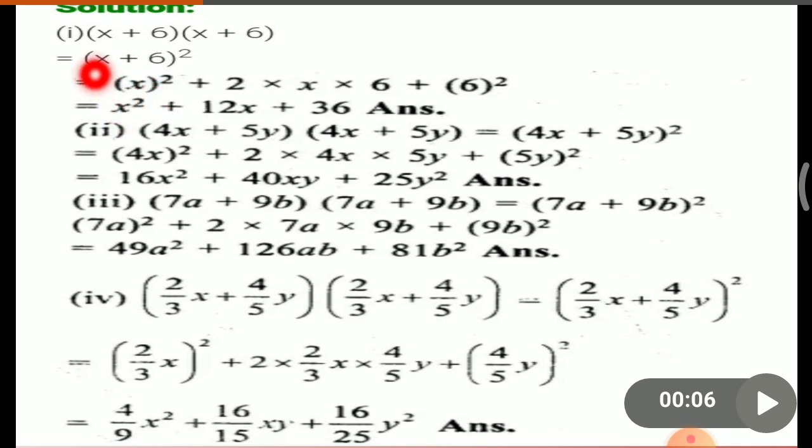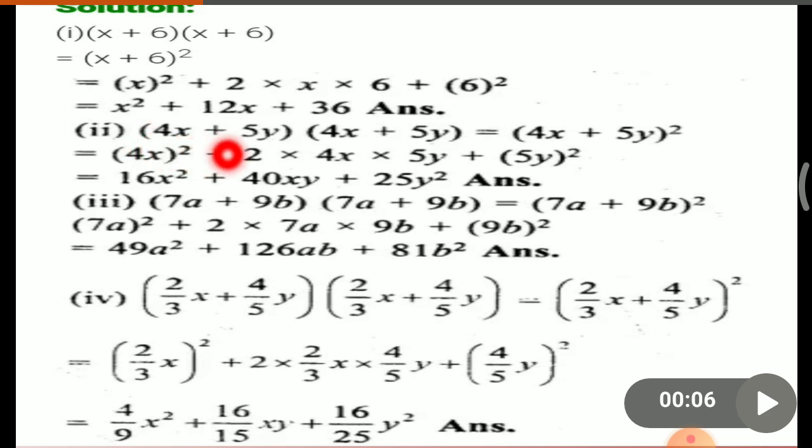So a plus b whole square is equal to a square plus 2ab plus b square, which means a is equal to x and b is equal to 6. Okay, a square means x square, plus 2ab means 2 multiplied by x multiplied by 6, and b square is equal to 6 square. Okay, and you solve it. So x square plus 2 6s are 12x plus 6 6s are 36. Okay, the answer is x square plus 12x plus 36.